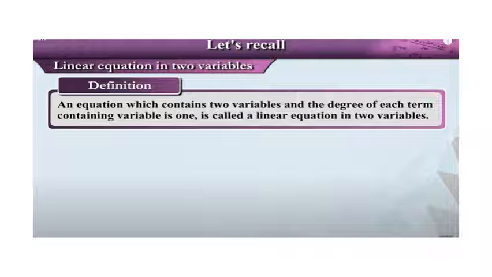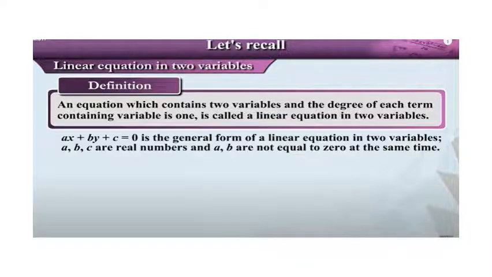Let's recall about linear equation in two variables through a definition. An equation which contains two variables and the degree of each term containing a variable is 1 is called a linear equation in two variables. Ax plus by plus c is equal to 0 is a general form of a linear equation in two variables, where a, b, c are real numbers, and the condition is a and b should never be equal to 0 at the same time.